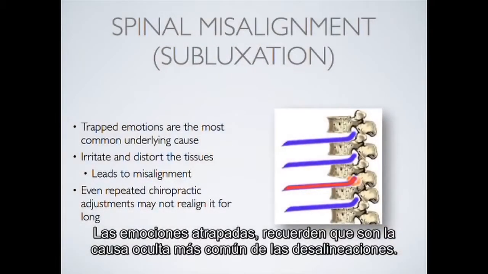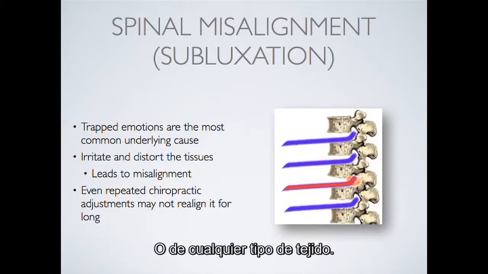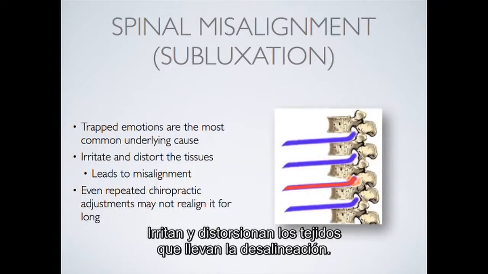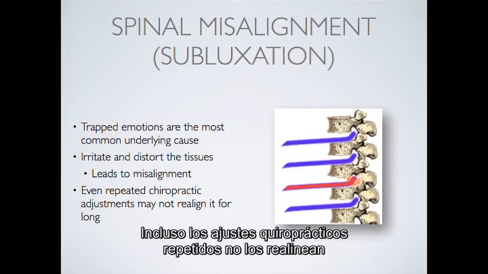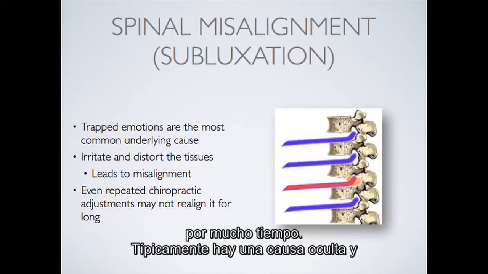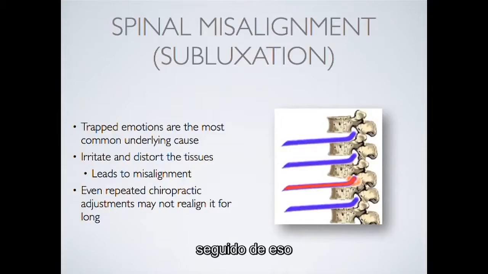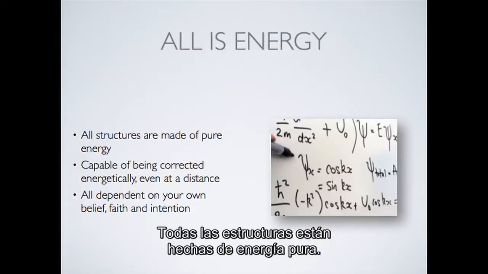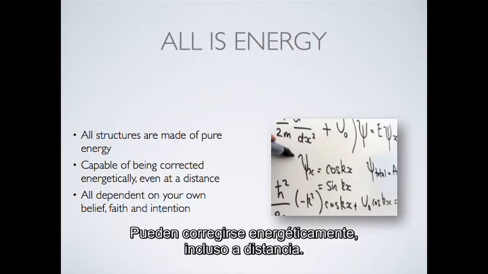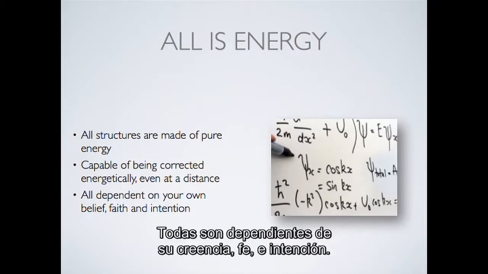Trapped emotions, remember, are the most common underlying cause of all misalignment of whatever type of tissue, okay? And they irritate, distort the tissues, lead to misalignment. And even repeated chiropractic adjustments may not realign it for long. And so typically there's an underlying cause, and often that underlying cause is some kind of a misalignment. Well, all structures are made of pure energy. They're capable of being corrected energetically, even at a distance. And they're all dependent on your own belief, faith, and intention.